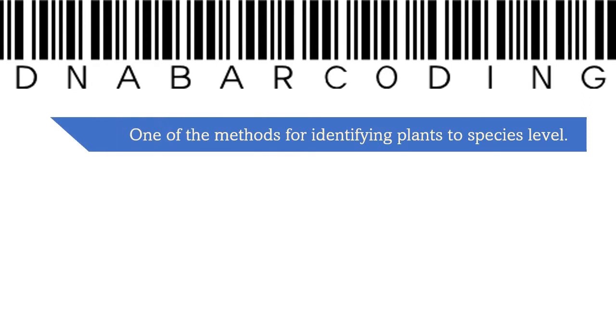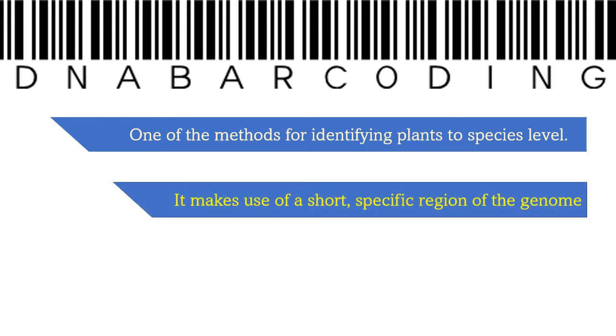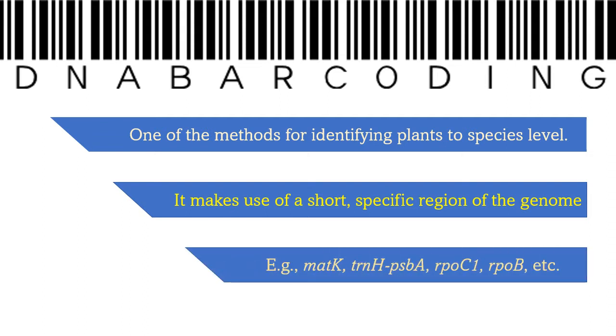DNA barcoding is one of the methods for identifying plants to species level. It makes use of a short specific region of the genome like the MATK gene, tRNH-PSBA, internal transcribed regions, RPOC1, RPOB, like DNA-dependent RNA polymerase gene subunits, etc. These are all the different types of specific regions of the genomes which are used for barcoding the DNA.